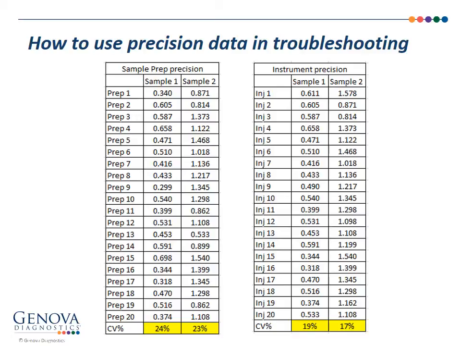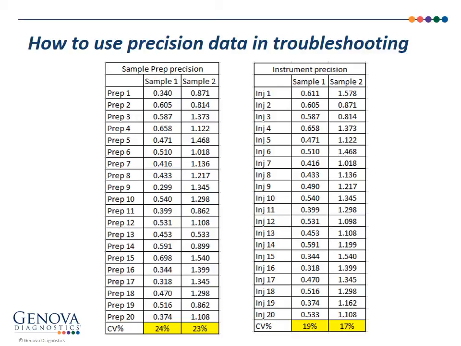So the important thing to remember here is that on the sample prep precision, those are 20 different preps of the same sample, but they're also 20 separate injections. On the instrument precision, this is 1 prep with 20 injections. So that means in this case, the instrument precision study sort of trumps the sample prep precision, because if you see CV issues on your injections, you're going to see them on your preps as well.